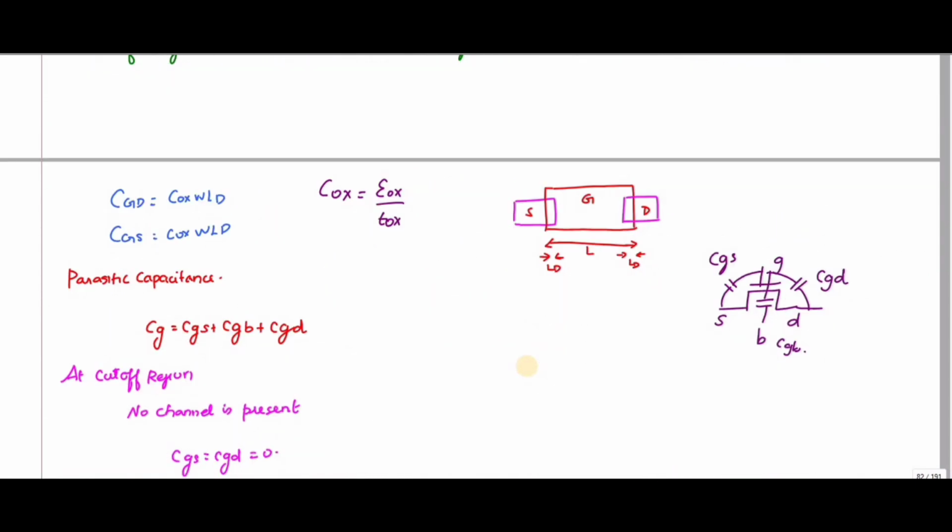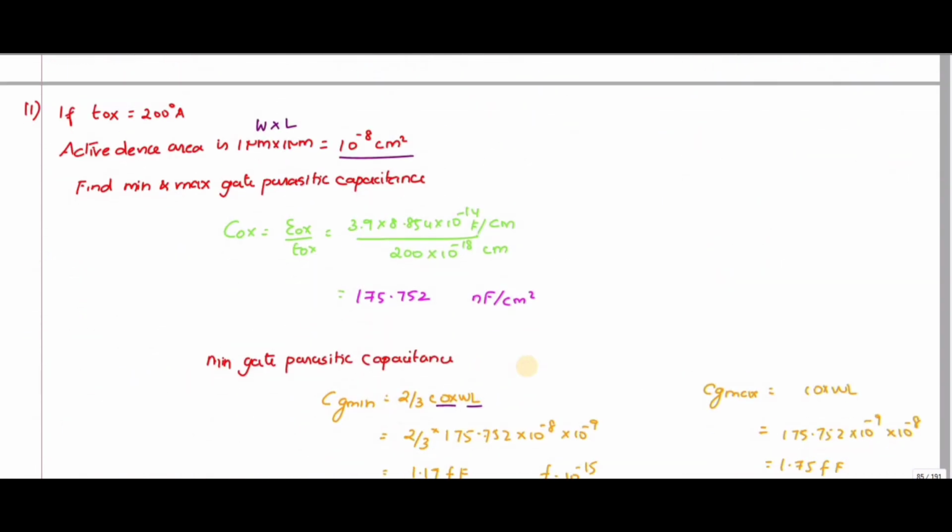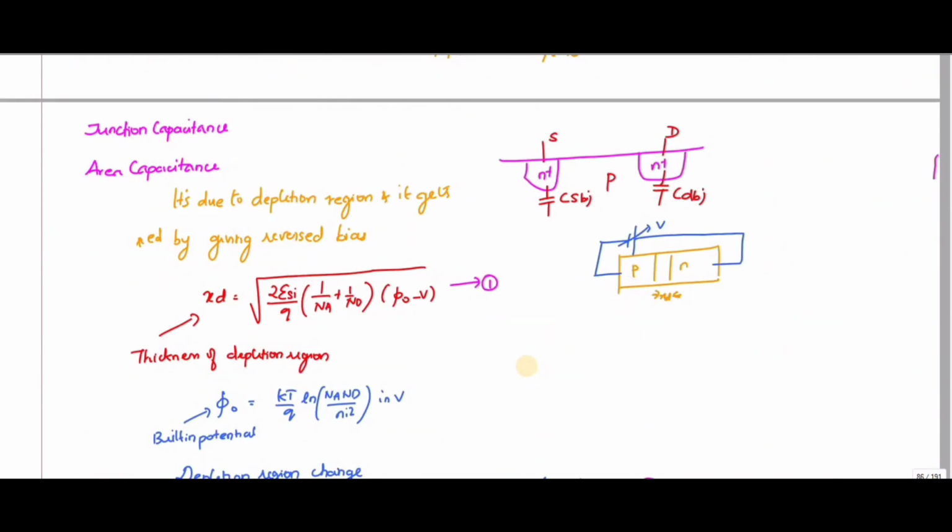It is due to the depletion region. It gets increased if we give reverse bias. So I can write XD is equal to root of 2 epsilon Si divided by Q into 1 divided by Na plus 1 divided by Nd into phi naught minus V.